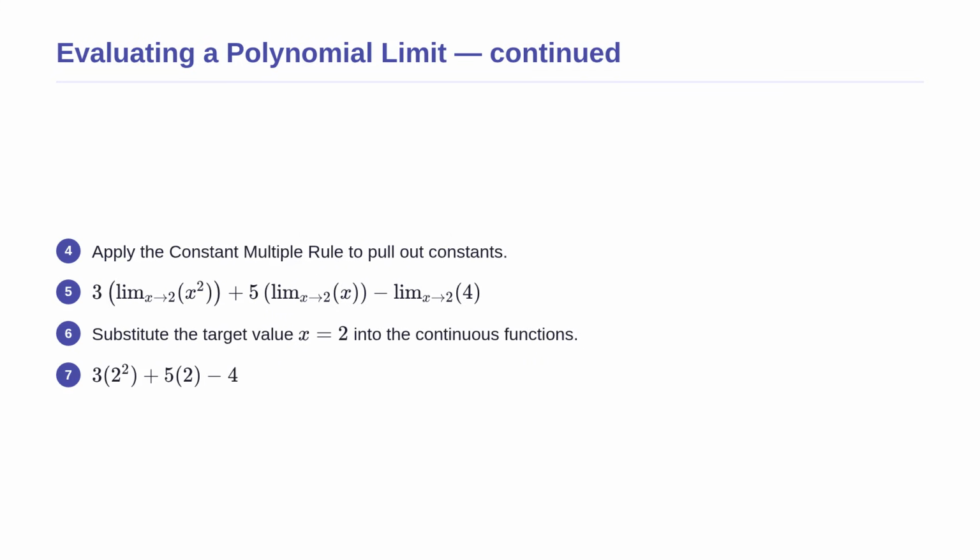Continuing with our problem, we now have 3 separate smaller limits. The first term has a constant multiplier of 3 and the second term has a constant multiplier of 5. According to the constant multiple rule, we can pull these numbers outside of the limit operation to make the expressions even simpler. At this point, the limits are as simple as they can possibly be. Since these are continuous functions, we can find their limits by simply substituting the target value, 2, into the variable x. This step transitions us from calculus back into standard arithmetic.